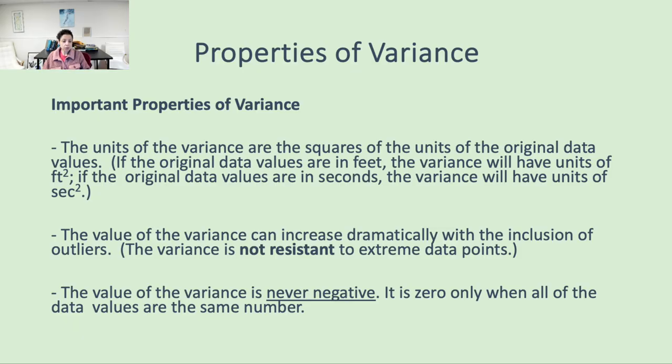Finally, the value of variance is never negative. We never get a negative number when we look at variance because we're squaring within the equation. Variance is only 0 if all the data values are the same number. If every data point was the same, then when we subtracted each data point from the mean, we would get 0. That means that every single data point is exactly the same, and that tells us there's no variation.